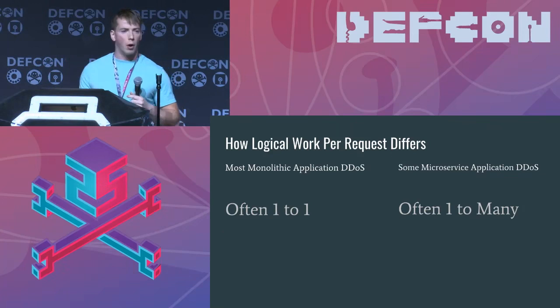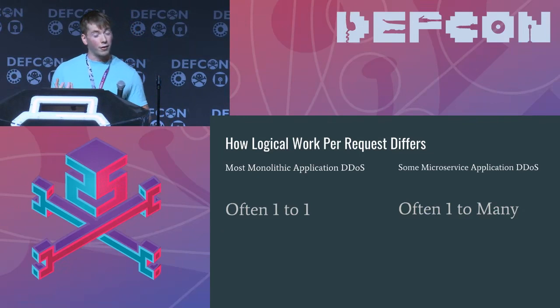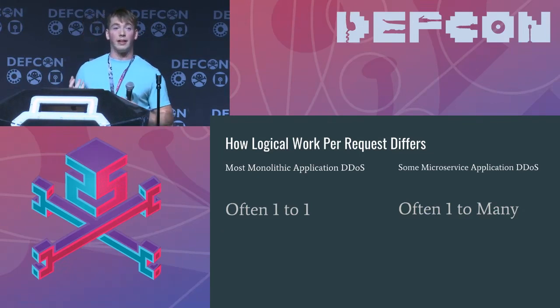And now I say it's most because there are monolithic applications where you might actually be able to get a little bit of amplification going, but in general, it's going to be on a single system. In microservice application DDoS, it's often one-to-many, because if you can imagine, we might make a request to that gateway that's going to federate out to tons of middle tier and back-end services. And if we construct those requests correctly, we might be able to cause a lot of work.